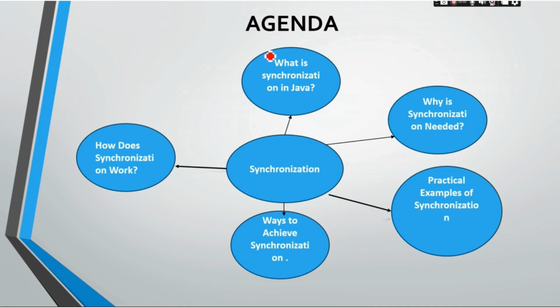So now let us check our agenda. The first question we'll check is: what is synchronization? Then why is synchronization needed, then how synchronization works, then what are the ways we can achieve synchronization, and what are the practical examples of synchronization. In this video I'll show you some real-time coding examples as well, what the problems are without synchronization and how we can solve them. We'll check that in this video too. So let us dive into our video.